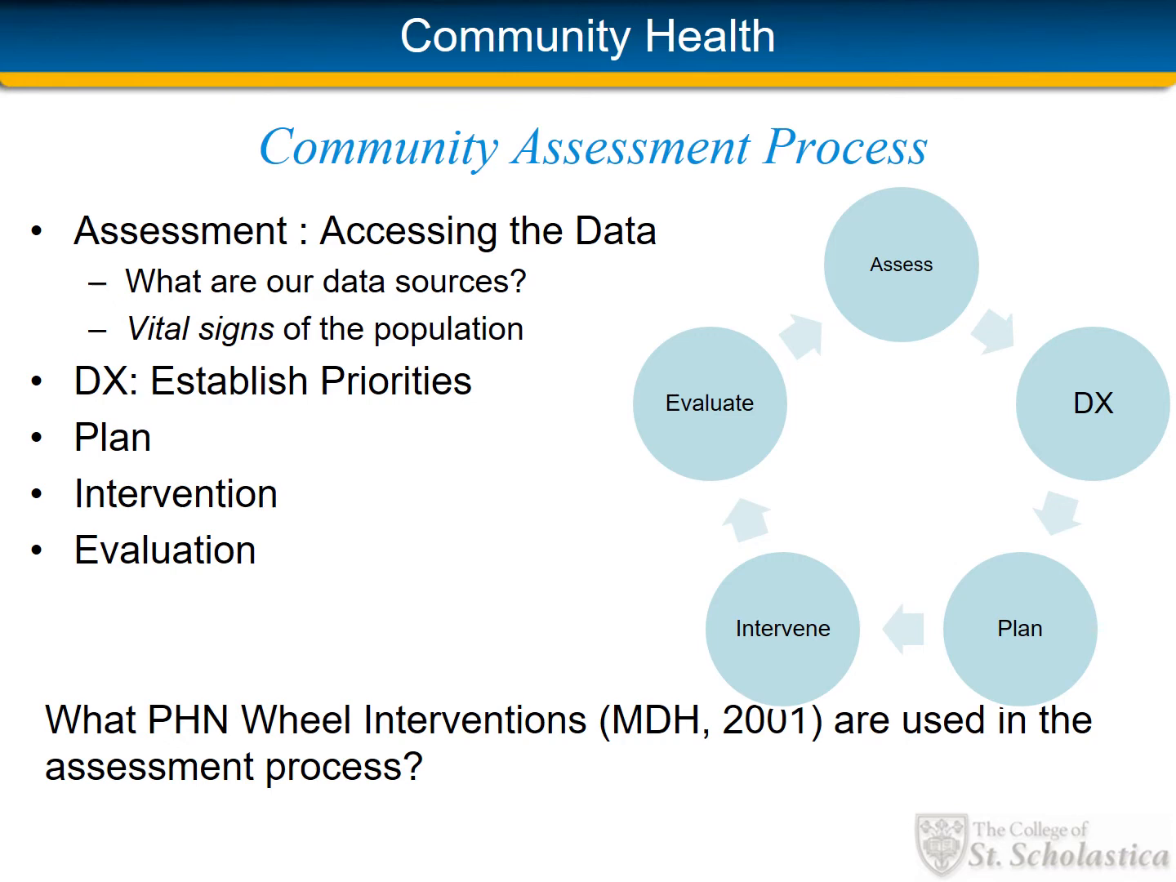You also might have what we call primary and secondary sources of data. Primary sources is data that's obtained directly from your community. So what might be some examples of primary data? Some might include your windshield surveys, focus groups, key informant interviews. You would actually be collecting that data directly from your community, which makes it primary.